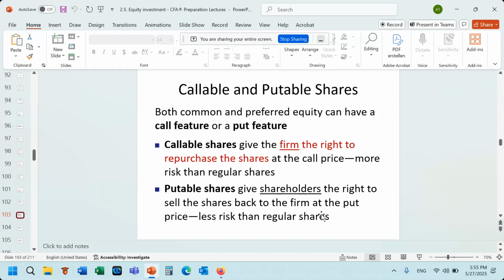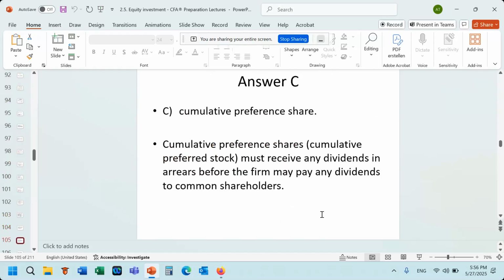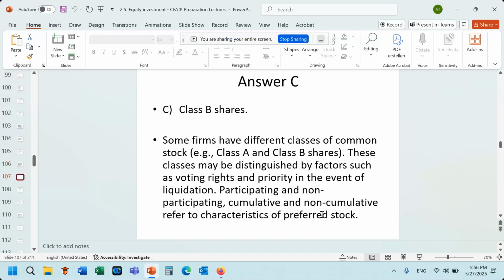For example, you can have a put on the putable share at 50 euros. The stock is 100 now, but if it goes to 40, you give the shares back to the company and get 50. There are some questions on this that you could review, and of course they will come in our exam that we have next time.